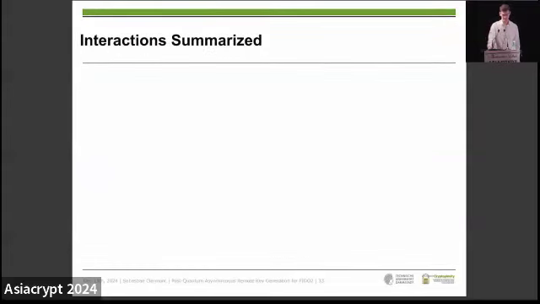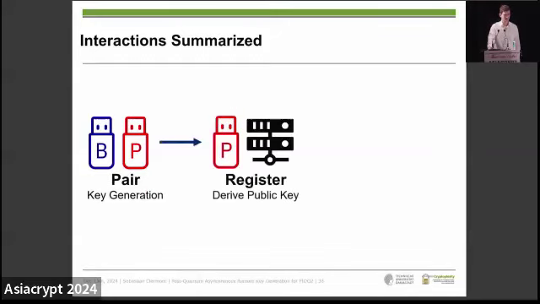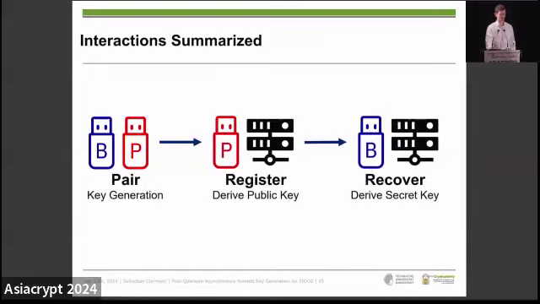So to summarize, there are three interactions. There is the pairing, which happens between a primary and a backup authenticator. There is a registration step, which happens between n relying parties and the primary authenticator. And in case the primary authenticator gets lost, there is the recovery step, which takes place between the relying parties and the backup authenticator.